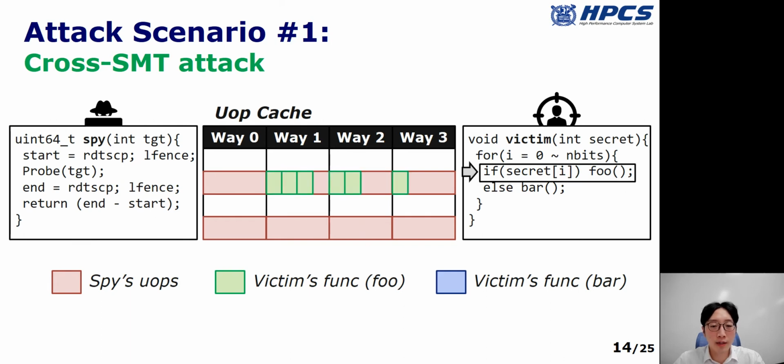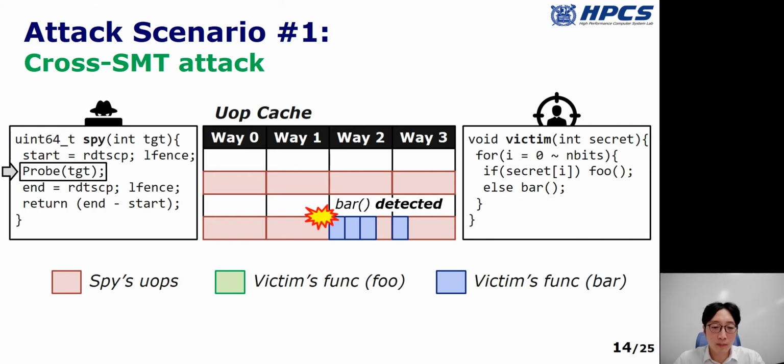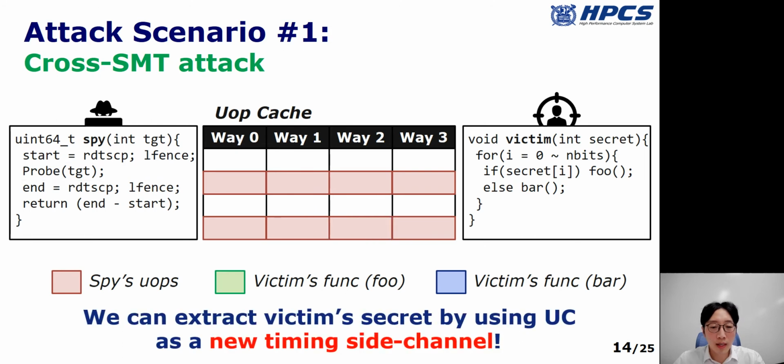When the function foo is executed in the victim thread, it populates certain microcache sets. Then, the spy thread monitors the specific microcache set and identifies that the function foo is executed by the victim thread. When the victim thread executes the function bar, it updates different microcache sets. In this case, the spy thread can similarly detect that the function bar is executed by the victim thread. Therefore, we can extract the victim's secret key by monitoring the victim's execution behavior through the microcache.